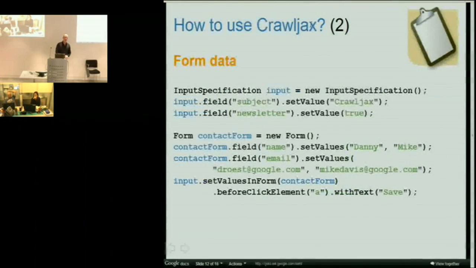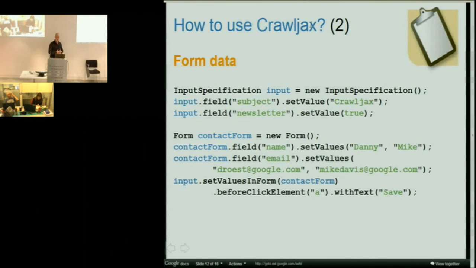Form data is by default randomly generated and inputted into the field, but sometimes it's necessary to enter some specific value manually. So here is an example of how you could say, for a field which has a name or an ID, subject, set it always to the value Crawljax. Where there is a newsletter field like a checkbox, set this always to true.